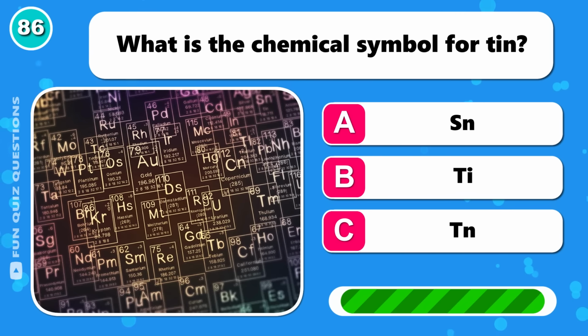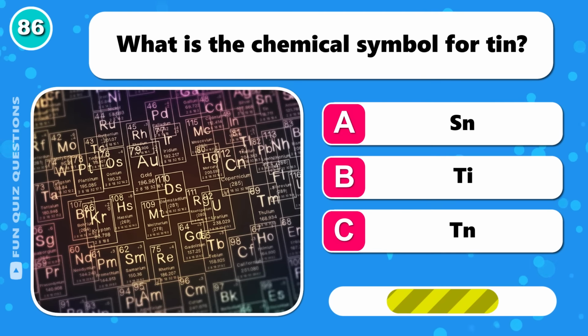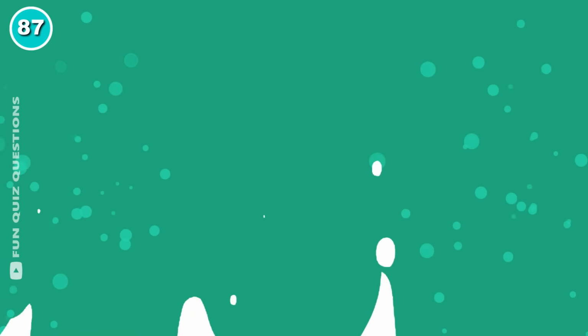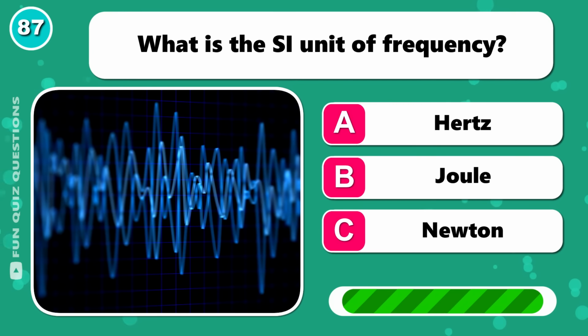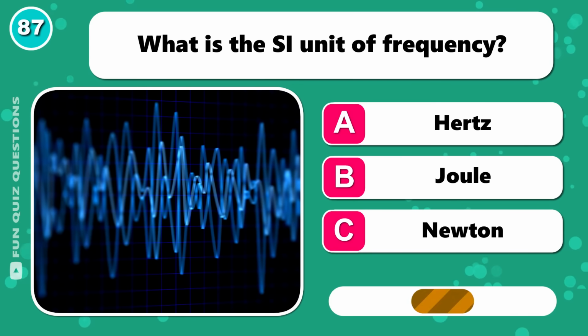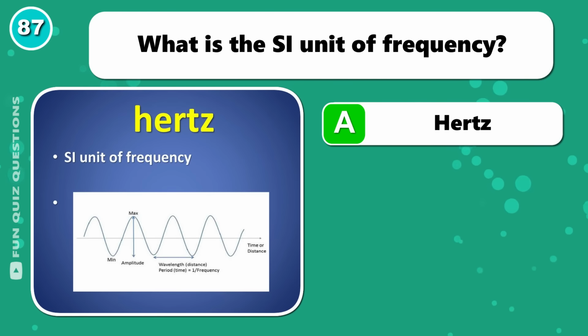What is the chemical symbol for tin? Nice, yeah. It's A. Sn. What is the SI unit of frequency? Correct, it's A. Hertz.